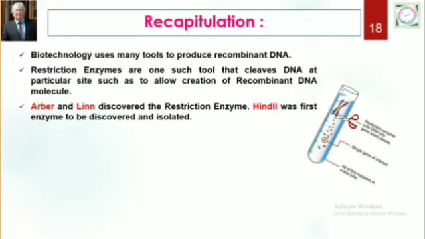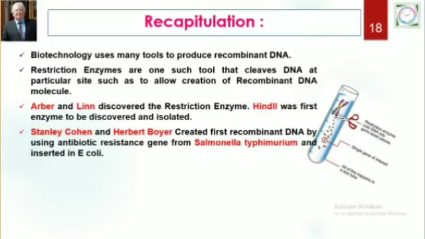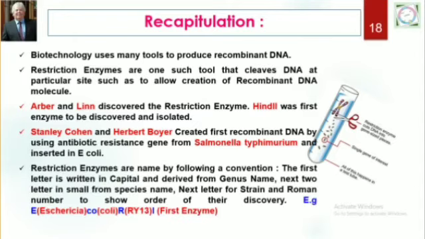HindII was the first enzyme to be discovered and isolated. Cohen and Boyer created the first recombinant DNA by using an antibiotic resistance gene from Salmonella typhimurium and inserted it into E. coli.